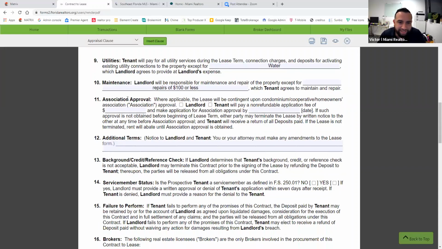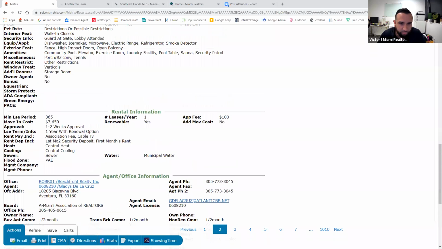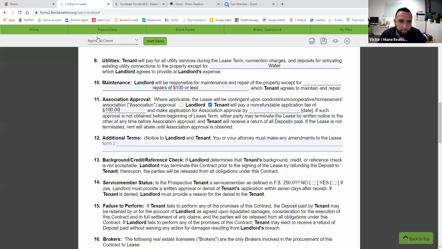Number 11, association approval. So you always want to put tenant will pay the non-refundable application fee of $100. Sometimes it's more. So you want to go to the MLS, and we're going to see here app fee $100. A lot of times it's 100, but sometimes it could be 150. Sometimes it could be 200. So check that. But most of the times it's 100.